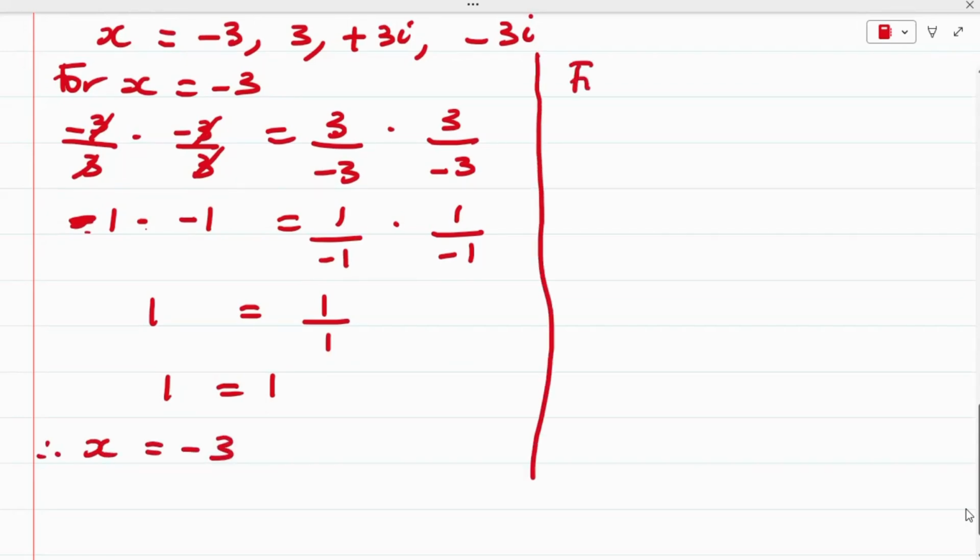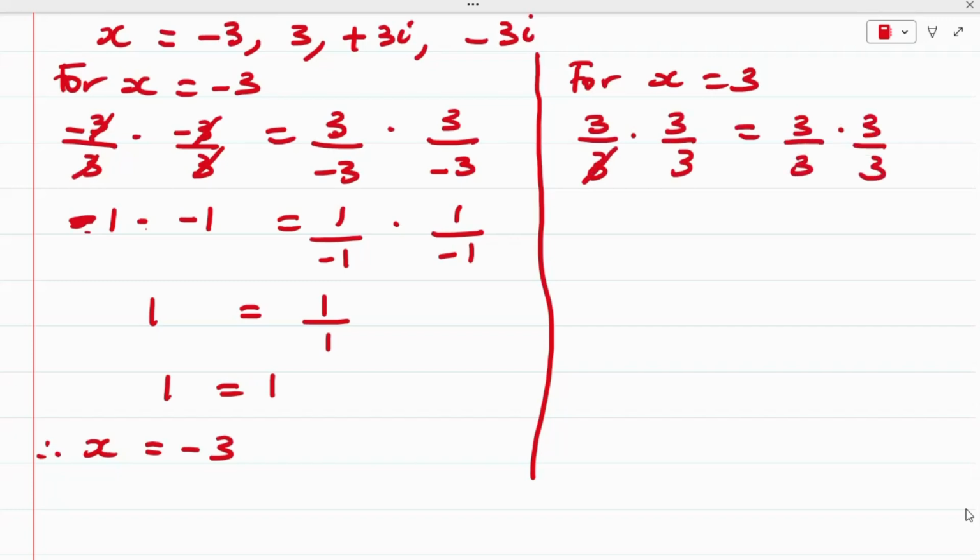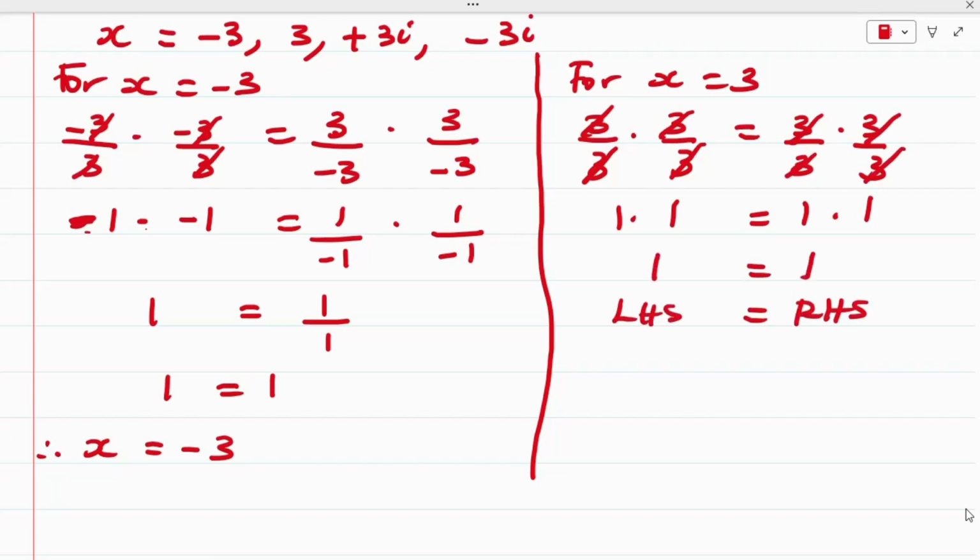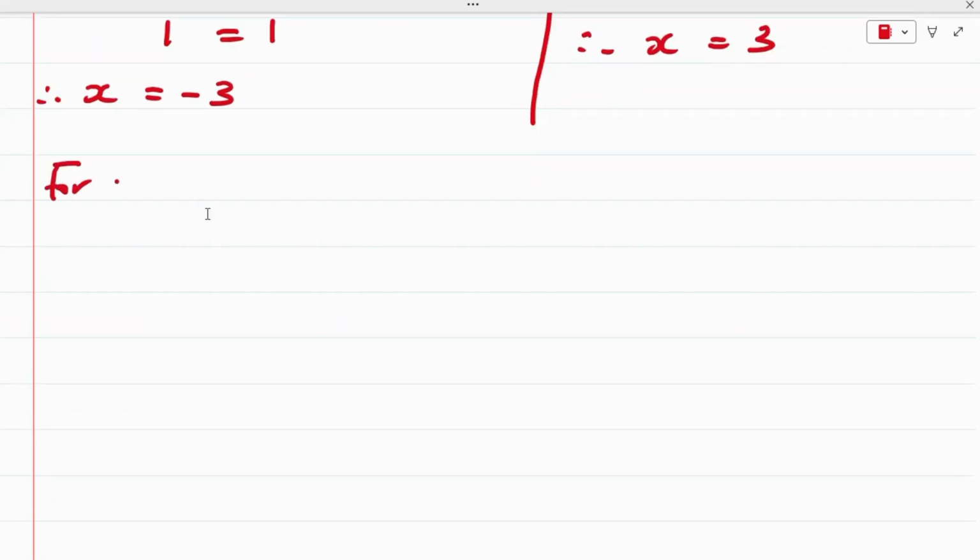So for x equals 3, we have 3 over 3 multiplied by 3 over 3 is equal to 3 over 3 multiplied by 3 over 3. So this cancels out this, we have 1 multiplied by this, cancel out this, 1 is equal to this, cancel out this, we have 1 multiplied by this, cancel out this, we have 1. Alright, so we have 1 is equal to 1. So the left hand side is equal to the right hand side. So therefore x is equal to what?